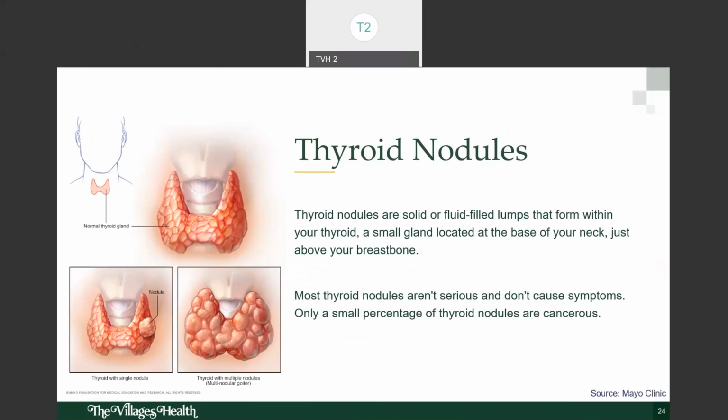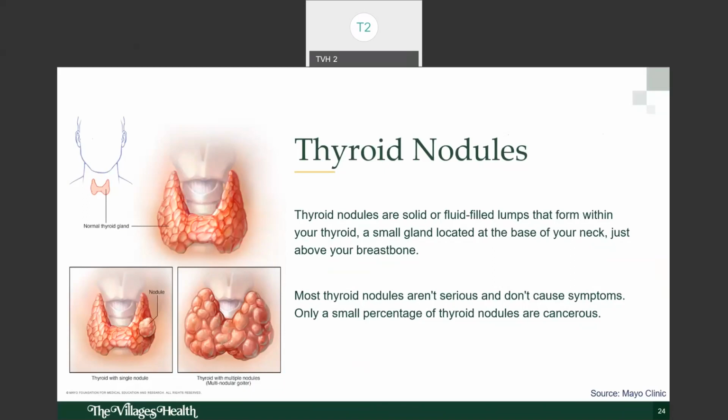Next on the list, we will talk about our thyroid nodules. Now you can see in the image here, the bottom image on the left, that's a thyroid with a single nodule, just one nodule. The rest of the gland is normal size, normal shape. But the picture on the bottom right there, this is what's called a multinodular goiter. So this is a thyroid gland with multiple nodules in it. You can see the nodules are causing the size and shape to be more enlarged.